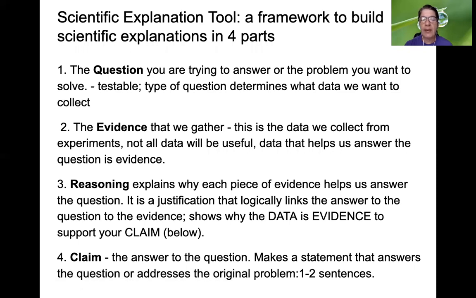And finally, claim really is the answer to your question. It makes a statement that answers the question and addresses the original problem. It is 1 to 2 sentences, really, not more.